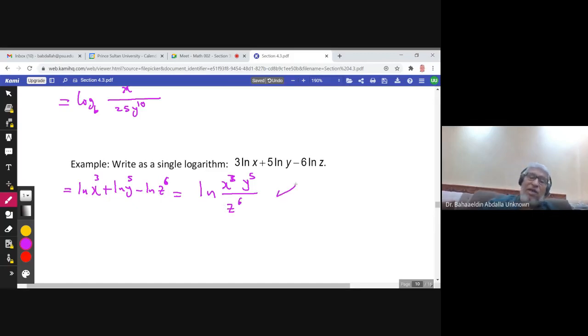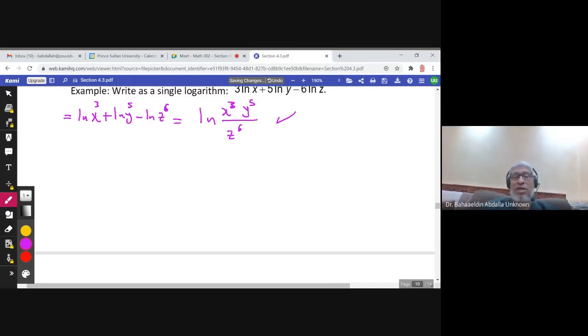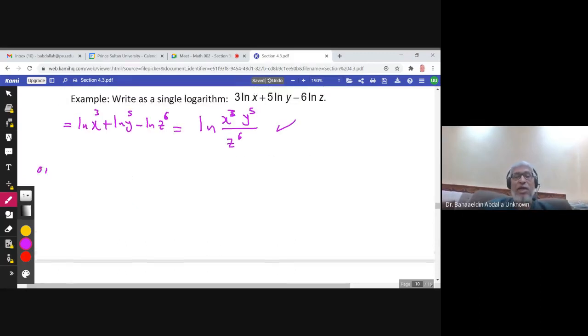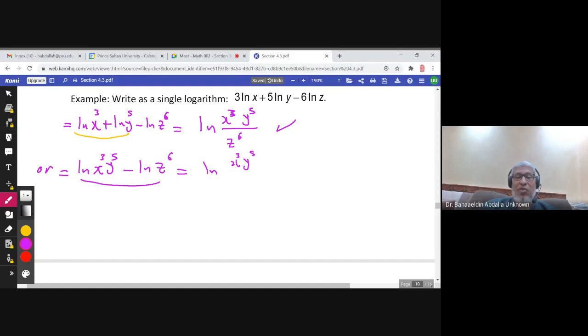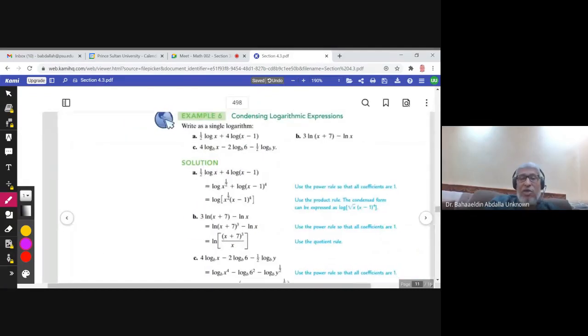Again, this is a shortcut. If you want to do it in steps, you can do it. You can say log. Now these two are positive, so you can start by changing them by the product rule to log x cube times y5. And now you have two logs with negative between them. So you use the quotient rule to write them as log x cube y5 over z to the power 6. So you can use this or this method to get to the correct answer.